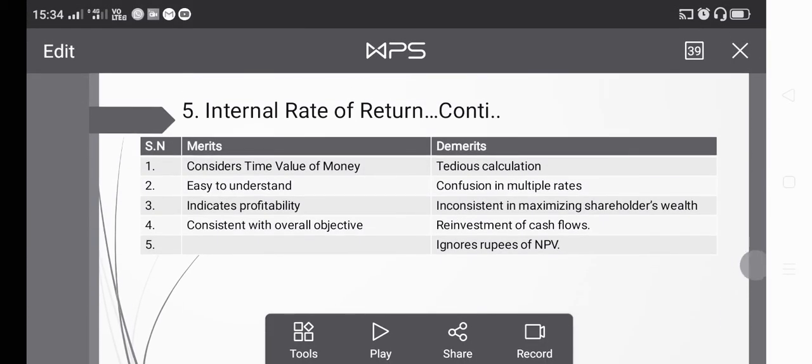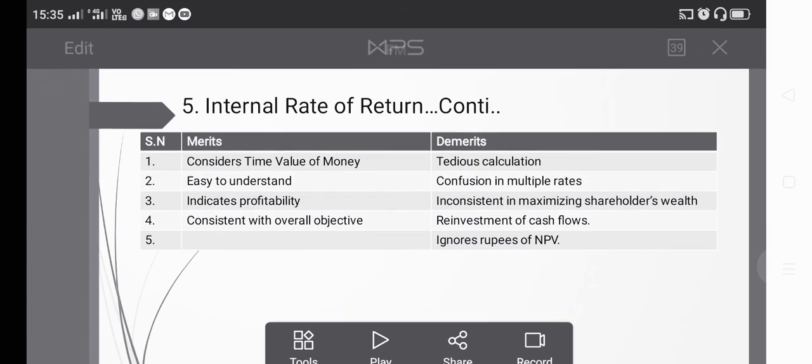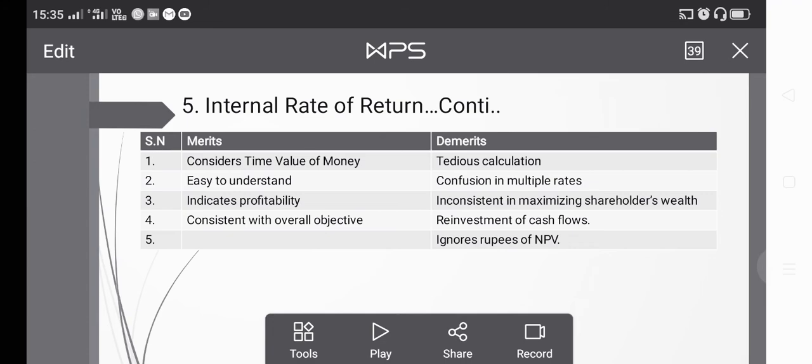So if we look into internal rate of return, it considers time value of money. It is easy to understand. It indicates profitability consistent with the overall objective. And the demerit is tedious calculation, the most difficult calculation in capital budgeting, and confusion in multiple rates. There are various rates at which we have to calculate the present value, and the hit and trial method is to be used, so it leads to a lot of confusion. Inconsistent in maximizing shareholders' wealth, reinvestment of cash flows, and ignores rupees of NPV.